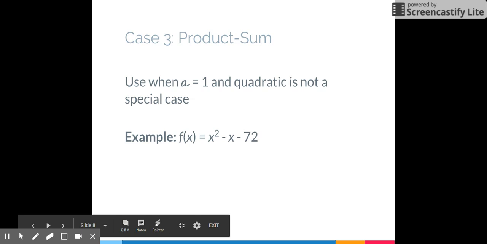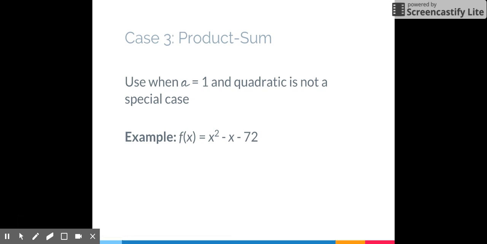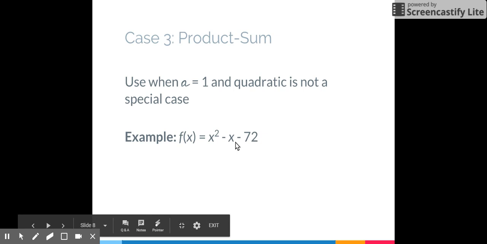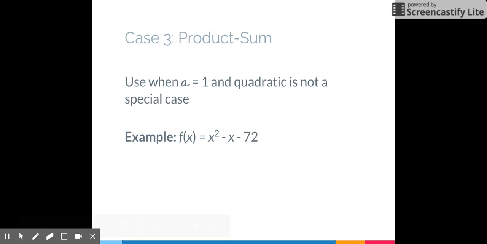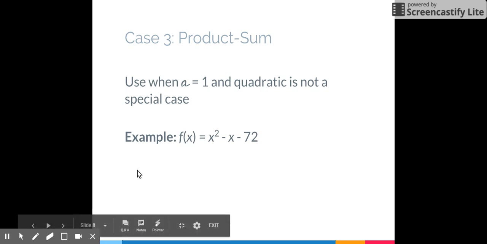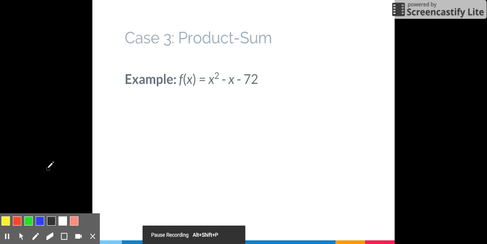Our third case for factoring is the product sum method. We use this when the coefficient of the quadratic term is 1 and we don't have a special case. So here's an example of that. It's not a special case. We can't factor out a greatest common factor. It's not a difference of perfect squares, and our a value is 1. So we're going to look at how to actually use product sum to factor.